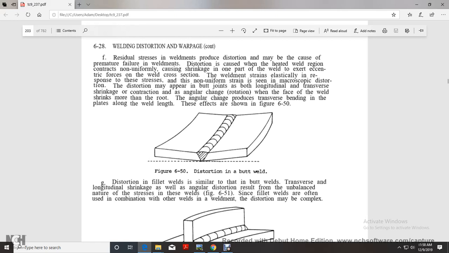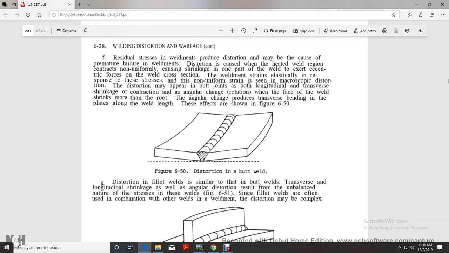The region contracts non-uniformly, covering the shrinkage of one part of the weld. This exerts an eccentric force on the weld with the cross-section, and welding strains elastically in response to the stress of the non-uniform strain, producing macroscopic distortion. The distortion may appear in butt joints as longitudinal and transverse shrinkage and angular change.